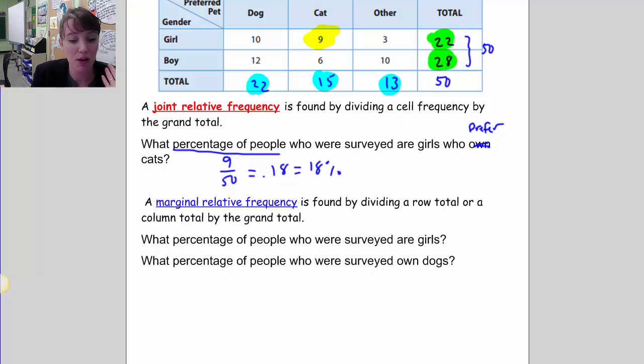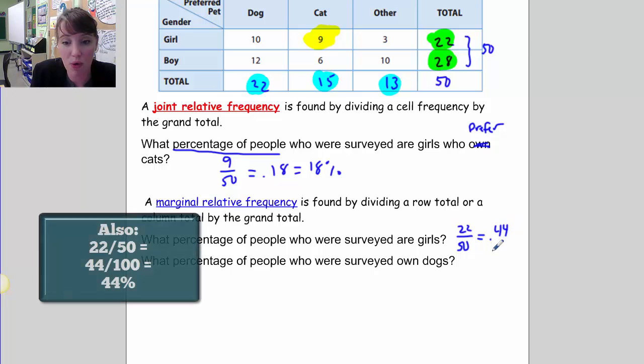If I asked a question like, what percentage of the people surveyed, out of the 50 people, were girls? To get girls, I would have to use a row total, because that's the categorization along the rows. So we'd say 22 out of 50 people were girls, and I calculated that previously.